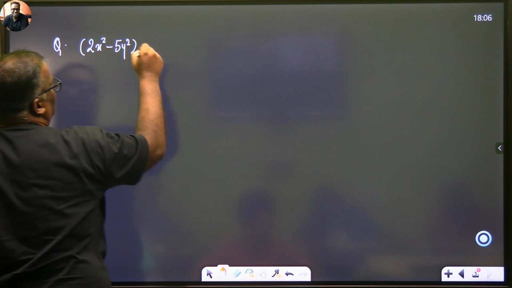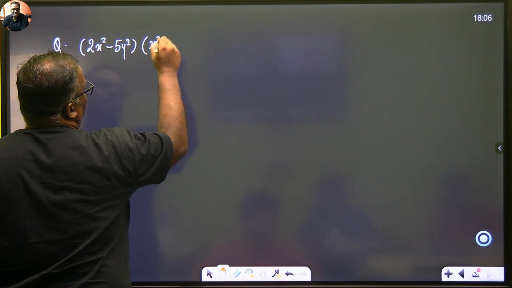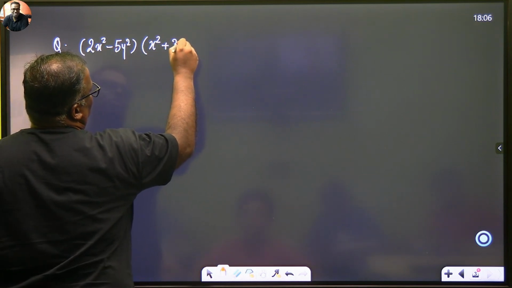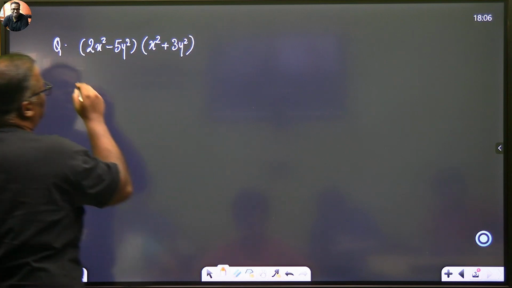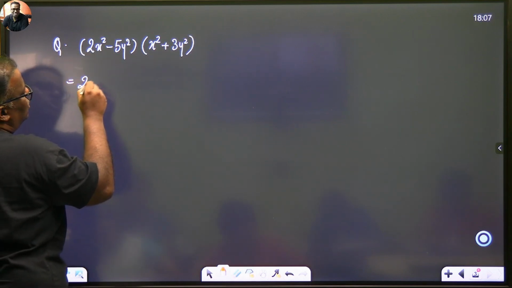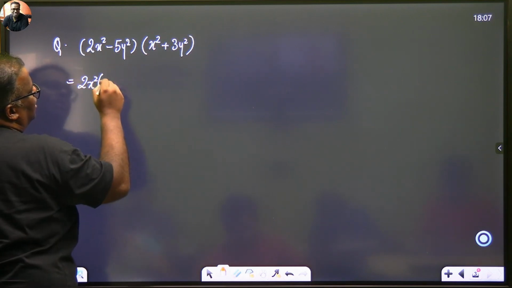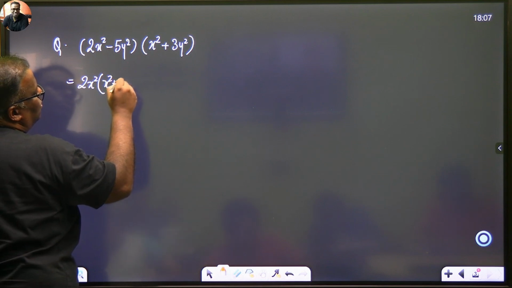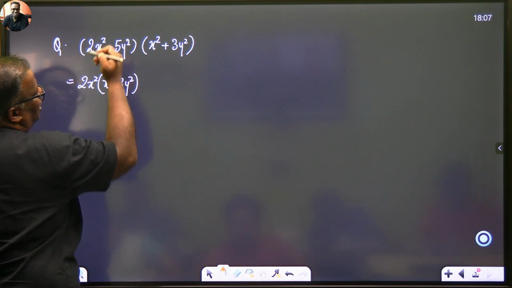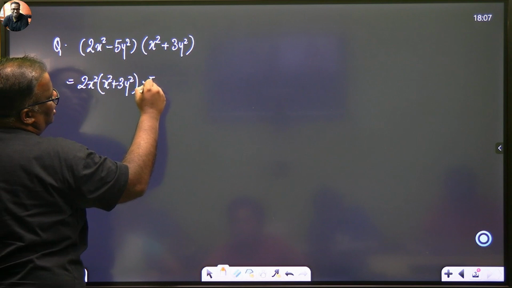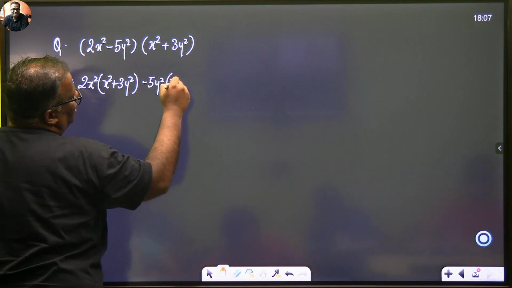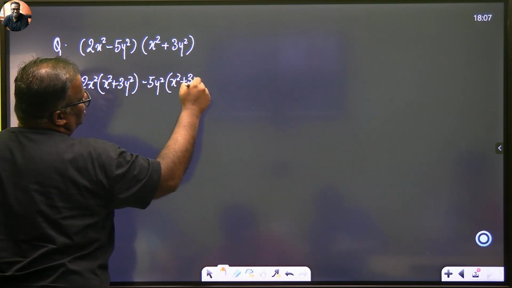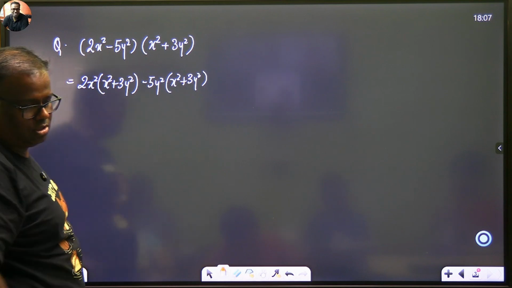Okay. x square, okay, 3y plus 3y square. Ready? Let's start together. So what happens? First 2x square comes out and raids this bracket, x square plus 3y square. And after that I have a minus 5y square, which I retain, and it raids the bracket x square plus 3y square. Just check whether you have understood this step or not.